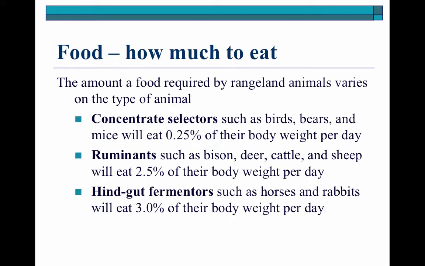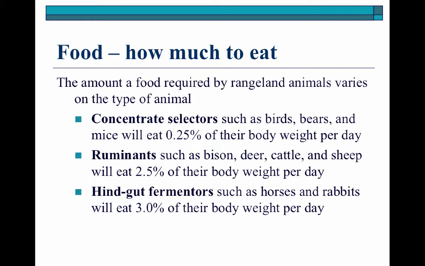When we think about food intake and how much feedstuff an individual animal will eat, it really comes down to what type of digestive system they have. Our concentrate selectors, like birds, bears, and mice, eat a very, very small percentage of their body weight per day, only 0.25%.